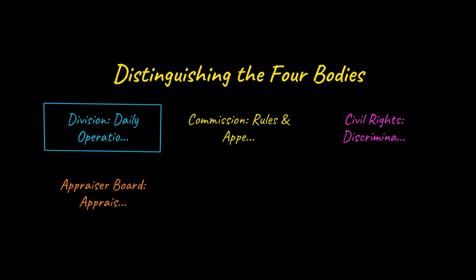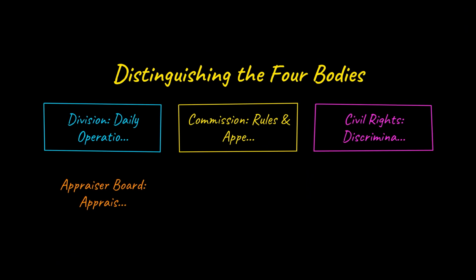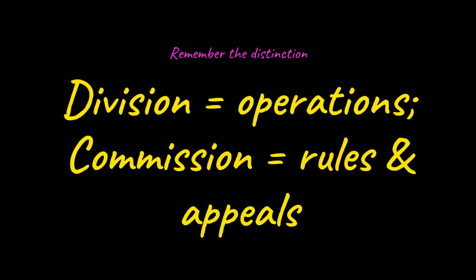The exam tests whether you can tell these bodies apart. The Ohio Real Estate Commission makes rules and hears appeals but does not run daily licensing. The Civil Rights Commission handles fair housing discrimination complaints. The Appraiser Board regulates appraisers only. Anything involving licensing, investigation, or discipline of brokers and salespersons belongs to the division. When a question describes processing applications, issuing licenses, investigating complaints, auditing brokers, or prosecuting disciplinary cases, the answer is the Division of Real Estate, Ohio's permanent operational and enforcement engine.